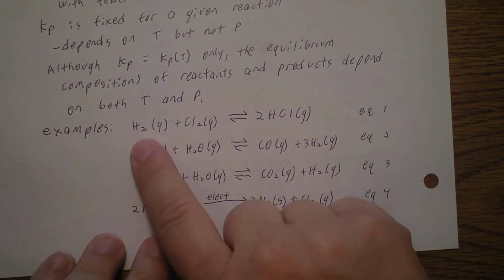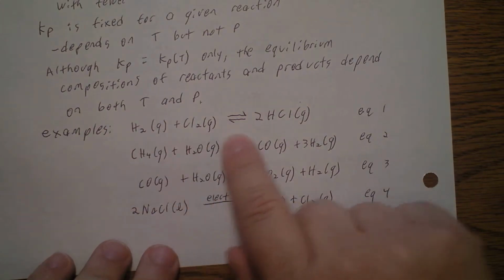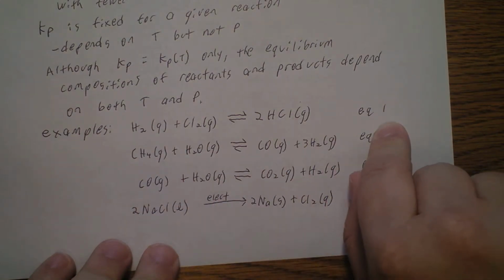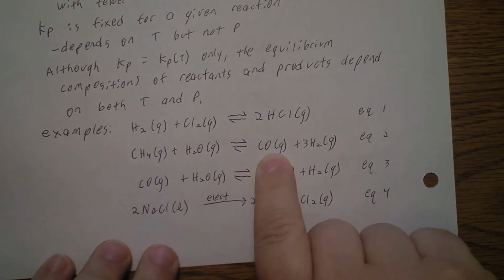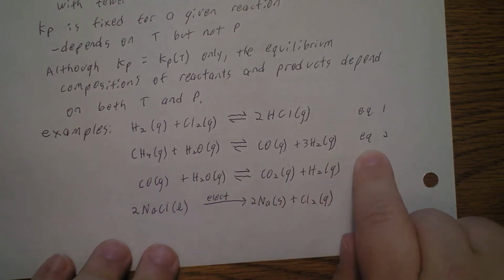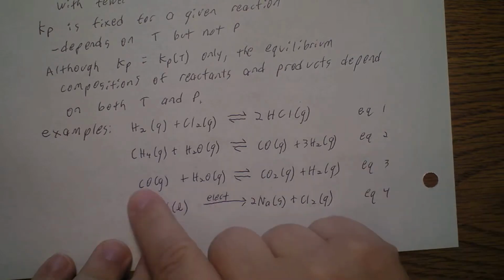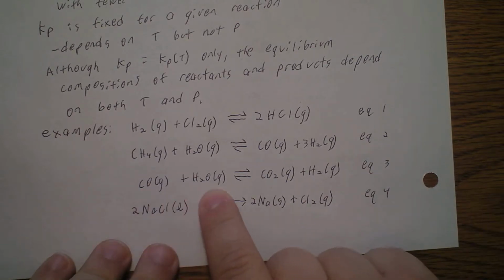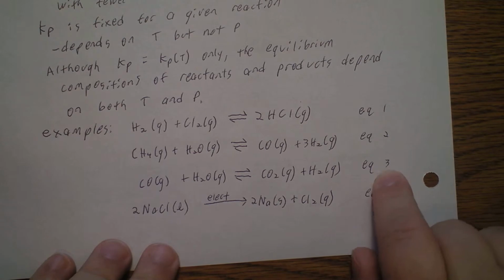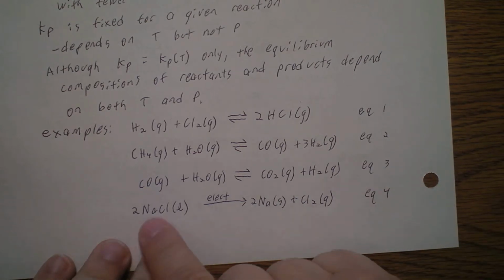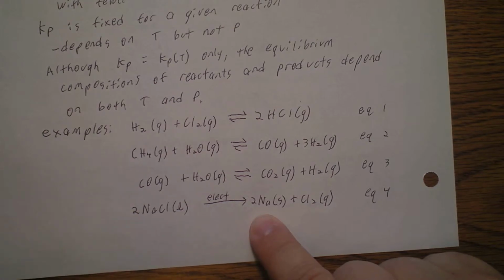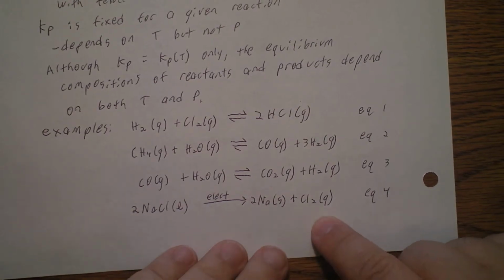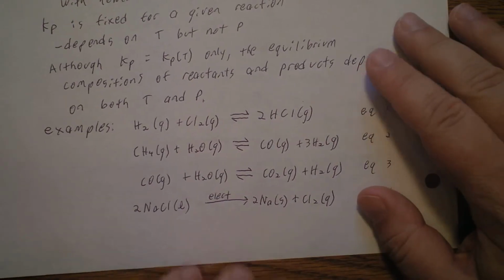So here's an example. We have hydrogen plus chlorine giving us hydrogen chloride. That's equation 1. We have methane plus water going to carbon monoxide and hydrogen. There's equation 2. There's carbon monoxide plus water giving you carbon dioxide and hydrogen. There's equation 3. Or let's take sodium chloride, add electricity to split them apart into sodium and chlorine. That's equation 4.